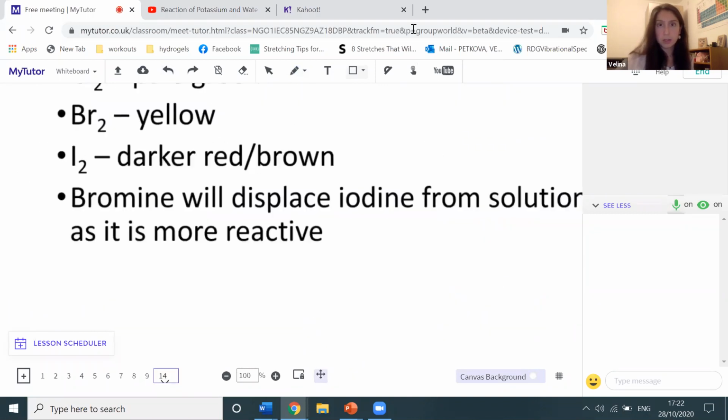Look at the questions. So are the elements more reactive going down or up in every group? The only trends you need to know are group 1 and group 7. You don't need to remember the other groups. And group 1, they're more reactive going down the group. Group 7, they're less reactive going down the group. So they're opposites.